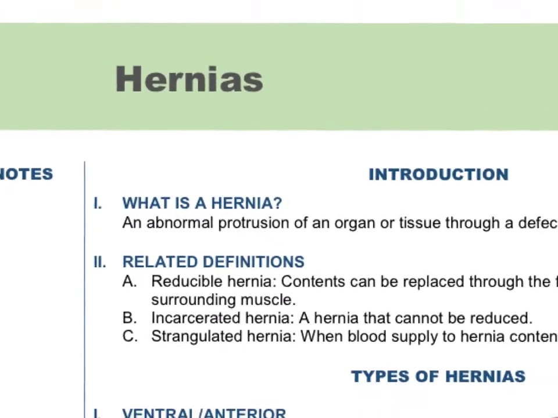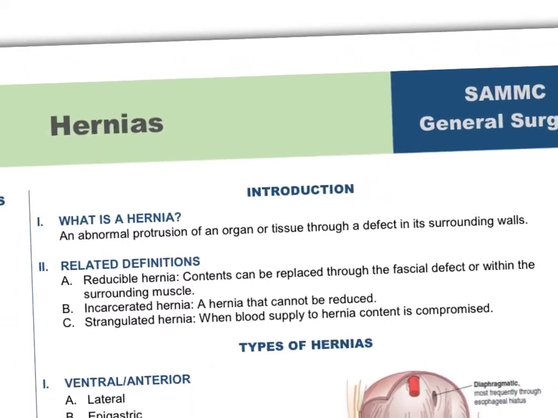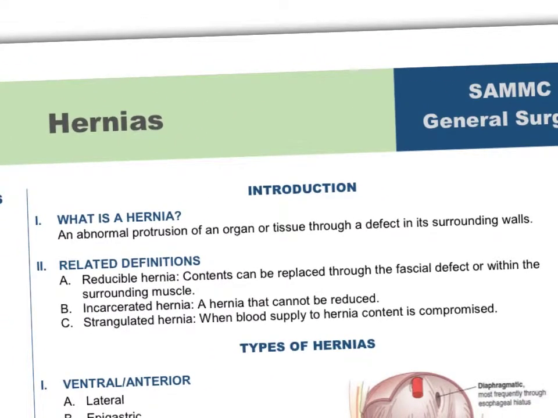First of all, let's go ahead and start with some definitions. So you can see the definition of a hernia there, and under related definitions you can also see what I guess you might call states of hernias: reducible, incarcerated, and strangulated.